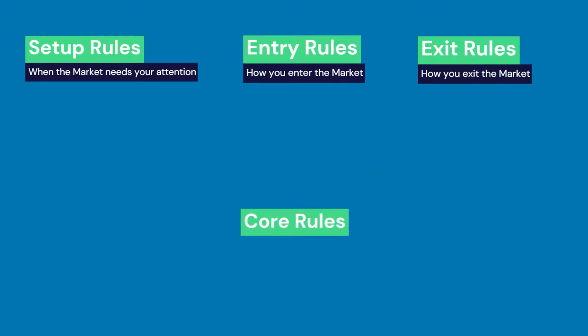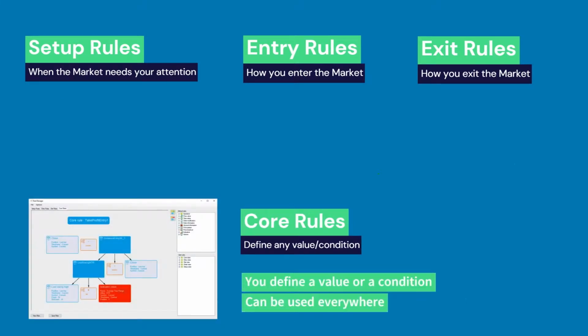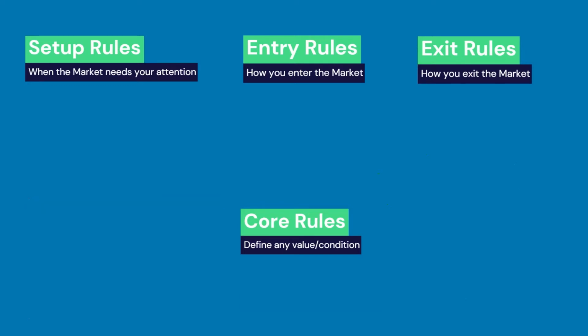There is another special kind of rule. The core rules. They are used to define any value or any condition you want. They can be included in any of the setup, entry, or exit rules. The core rules are aimed to simplify the organization of your rules. With these four kinds of rules, you can define a 100% automated system without coding skills. Or they can be used to assist your manual and semi-automated backtest to save a lot of time.